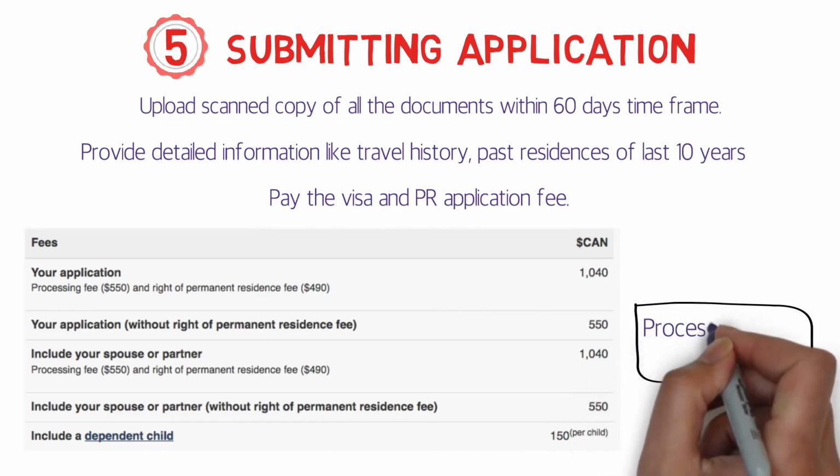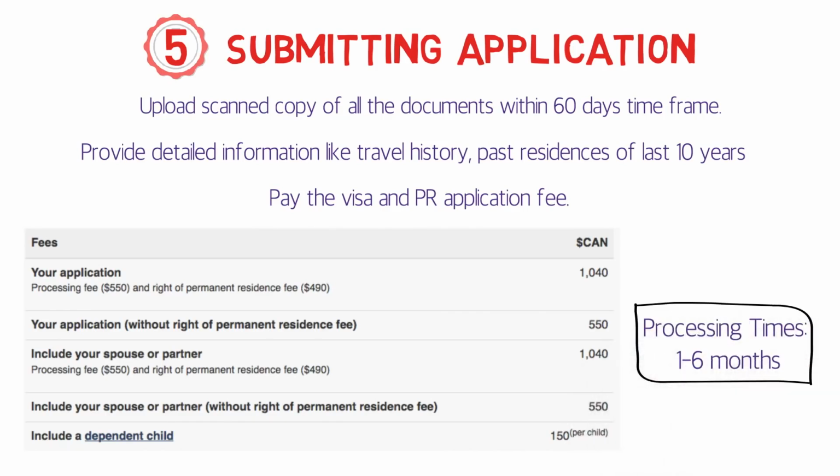Now the processing times. After you submit the application, you just have to wait. They might process your application within a month, but this is when you're really, really lucky. It generally takes from 2 to 3 months, but it might take up to 6 months. So this is the processing time, 1 to 6 months.